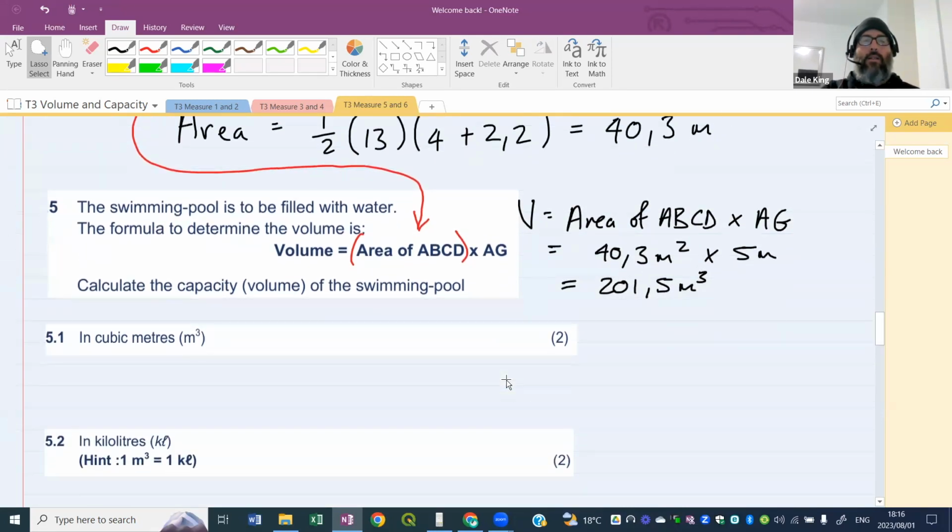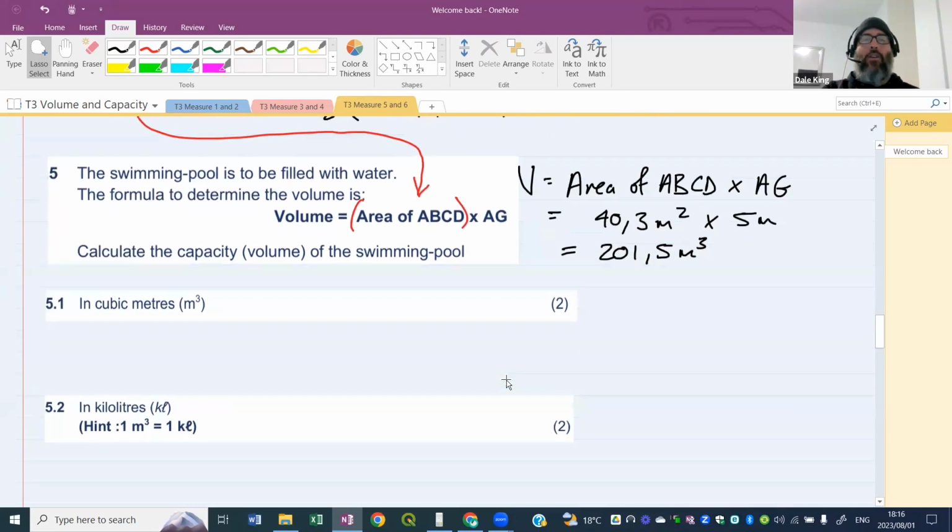And they want us to work it out in kiloliters, where 1 cubic meter is 1 kiloliter. I mean, sure, guys. It's a 1-to-1. We've got cubic meters already, 201,5 cubic meters. They're telling us every 1 cubic meter is 1 kiloliter. It's a 1-to-1. All right. I'm going to say C for capacity is equal to 201,5. I'm sure you're all screaming at the screen like, come on, sir. What is this?